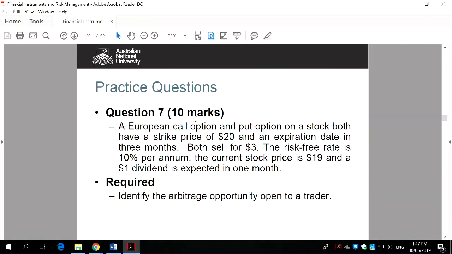Okay, so let's have a look at question number 7 then. So this question says a European call option and a put option on a stock both have a strike price of 20 and both have an expiration date in 3 months' time. So both options are selling for $3. Risk-free rate is 10% per annum. The current stock price is 19, and a $1 dividend is expected in 1 month's time. How can we identify an arbitrage opportunity here?